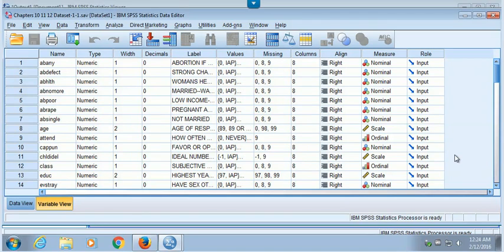So again, if you've opened it up with the chapters 10, 11, and 12 data set, you will not have to go back and recode that variable. So it's pretty important that you open the data set under module 6.